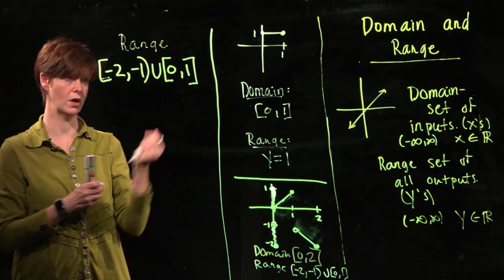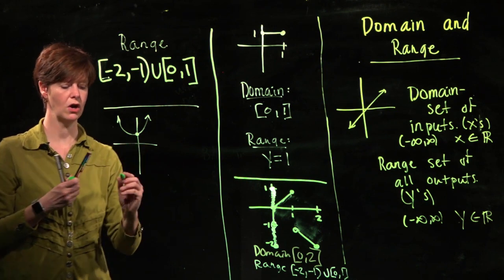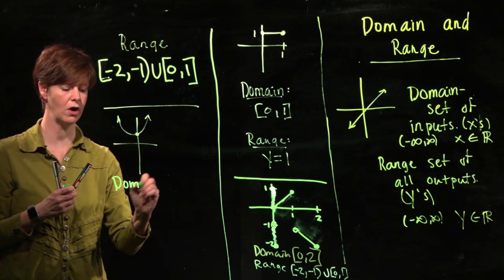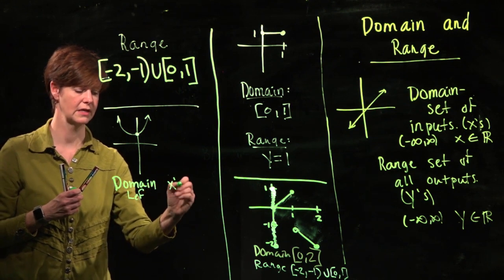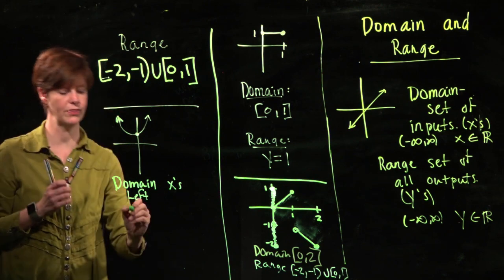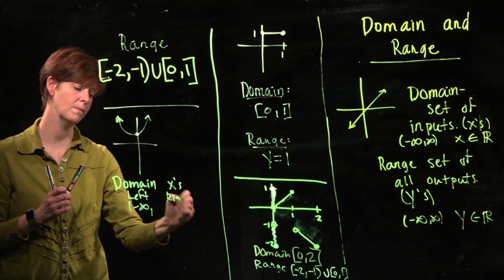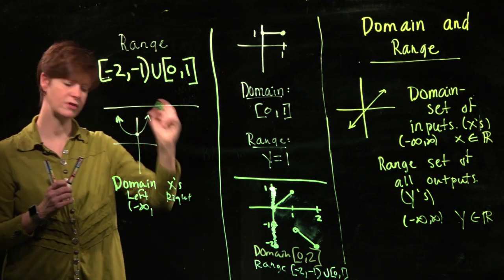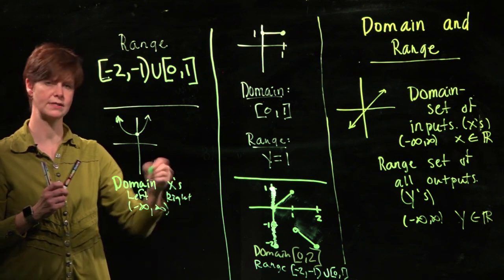Let's do one more. Domain, they're all the x values. How far left and how far right. So remember, this is the x's. How far left does that arrow go? Well, that arrow's going to go clear out there, -infinity. How far right does it go? It's going to go clear off to the right. It's going to be +infinity. Okay, those are little sideways 8s.